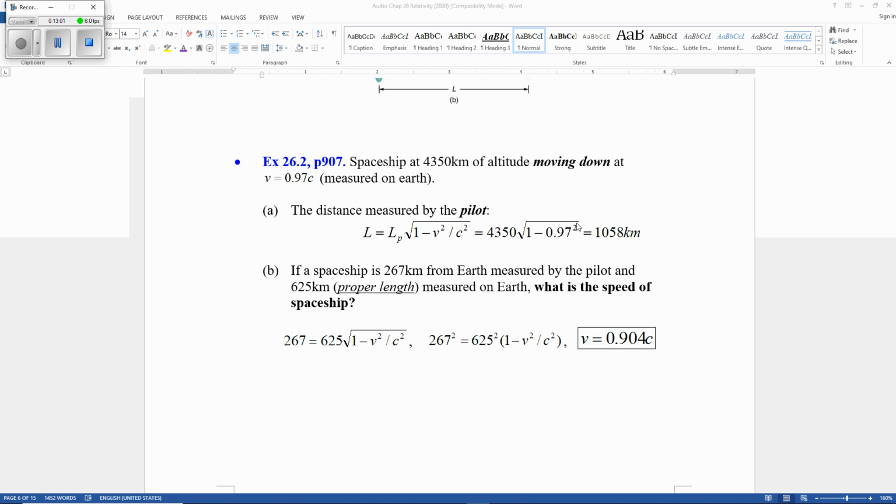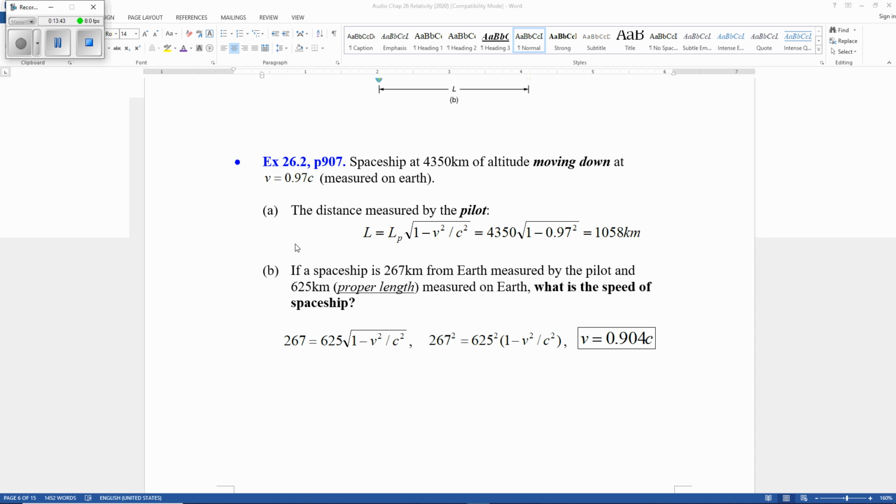Now this is a very simple calculation. The answer gives you 1,058 kilometer. So the altitude for us is 4,350 kilometer, and the pilot thought, well, it's not that high, it's only 1,058 kilometer. So that's relativity, the length contraction. Now a similar example. If you have a textbook, you can read and try the problem again.